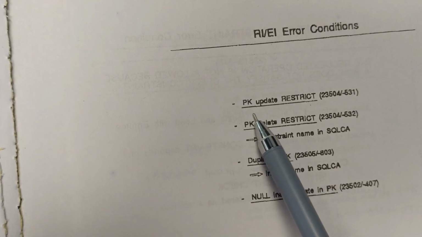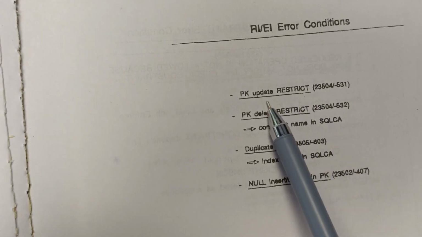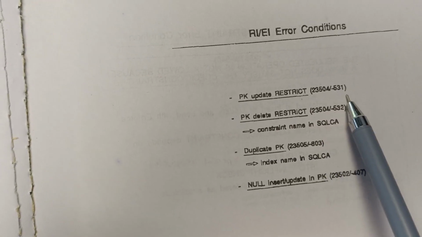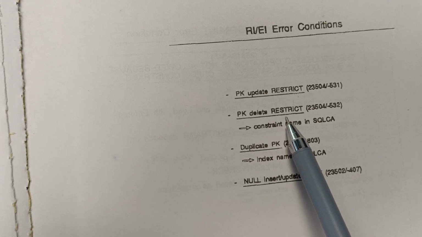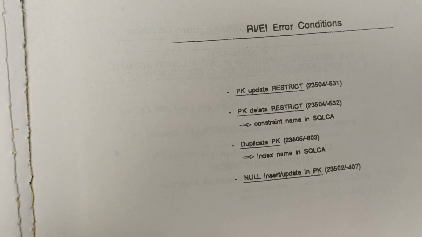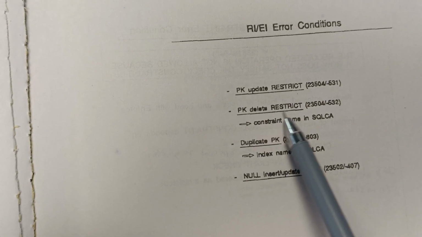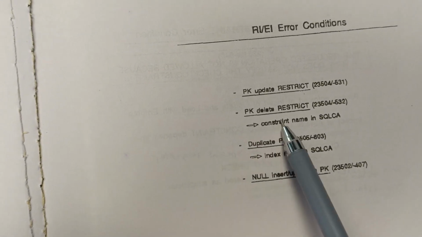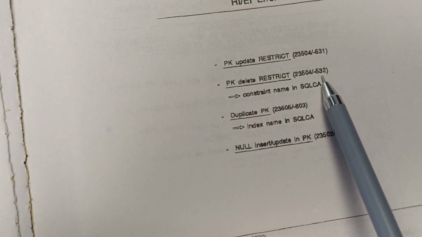We have other error conditions. For primary key update restrict, we have seen earlier that while updating we have only restrict. And what is the error code for this one? Minus 531. Similarly for primary key delete, while doing delete we have three rules applied: cascade, restrict, and set null. What is the error when deleting with restrict? Even if you mention delete with restrict and you try to delete, you will get a minus 532 error.